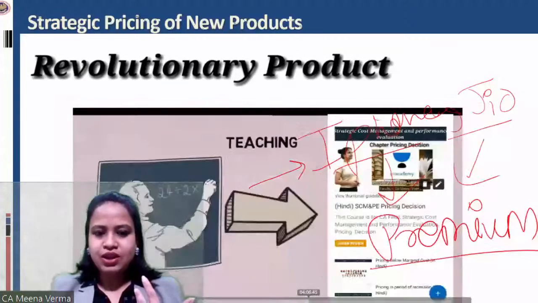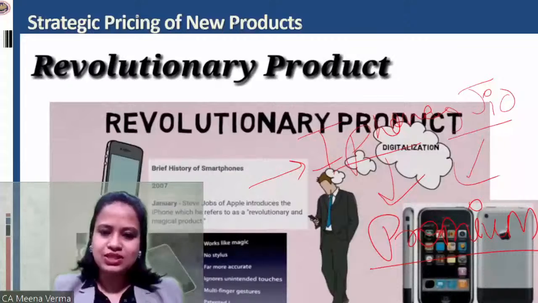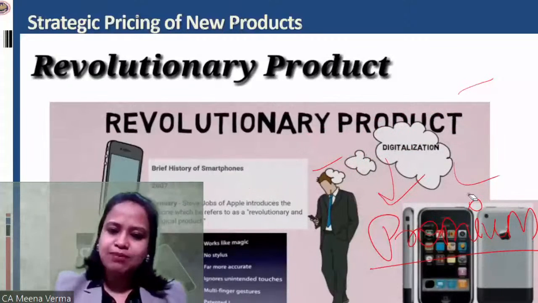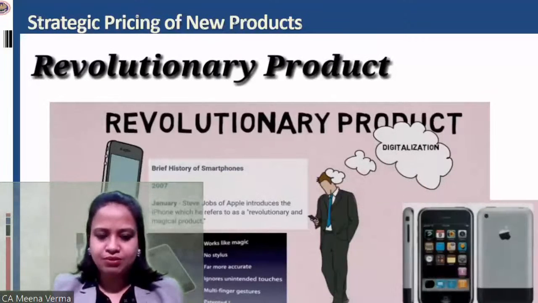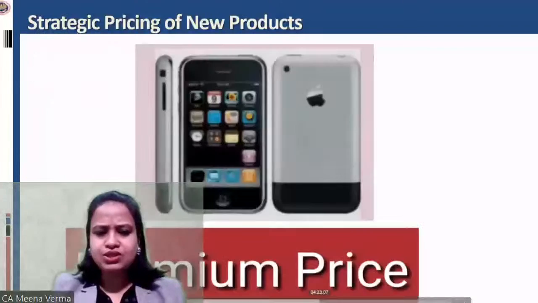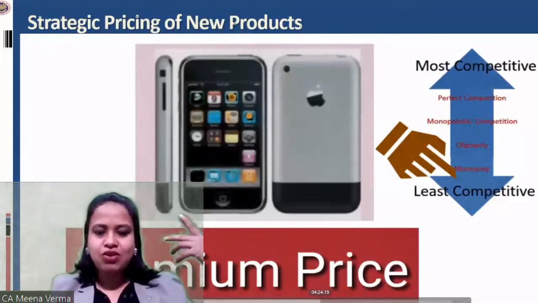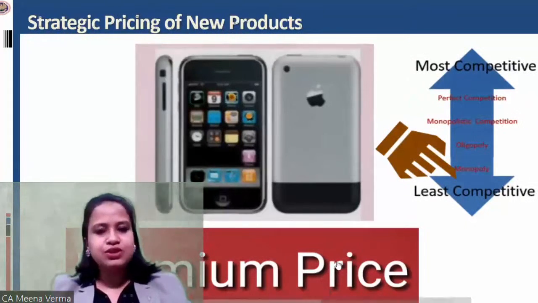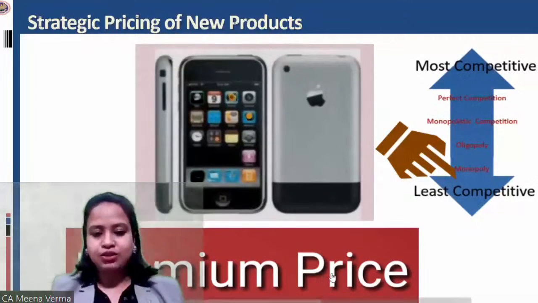Now see, we have an example here. Revolutionary product: the iPhone. It was first introduced in 2007 by Steve Jobs, Apple company. It has changed the way of doing business and the way of teaching. Previously, teaching was face-to-face classes and all. Now it's all online, just because of the revolution done by smartphones and Geo-like products.